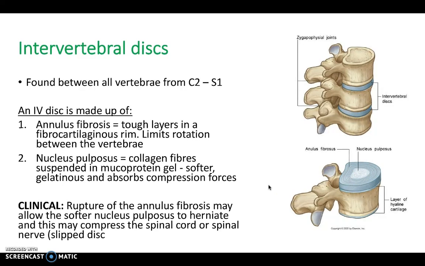Now thinking clinically, rupture of the annulus fibrosus, the outer part, may allow the softer nucleus pulposus to herniate, and this may compress the spinal cord or spinal nerve, and commonly we call this a slipped disc.